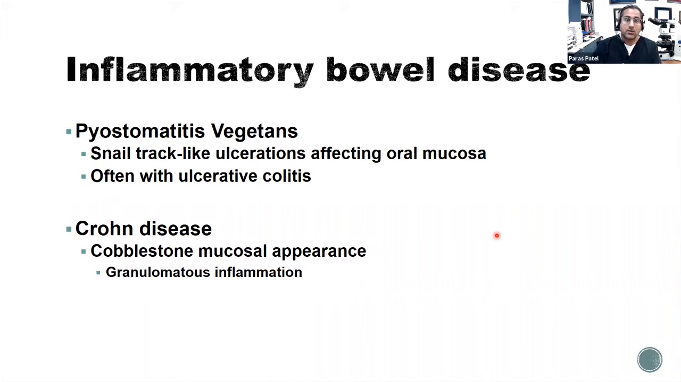Crohn's disease can also present with this cobblestone-like appearance of the mucosa, and that's a direct involvement. The type of inflammation we see with Crohn's in the gut is granulomatous inflammation, and when that affects the oral mucosa, it can produce this really cobblestone appearance that can be present. And again, ulcerations. And most often the ulcerations are secondary to some degree of vitamin or mineral deficiency.